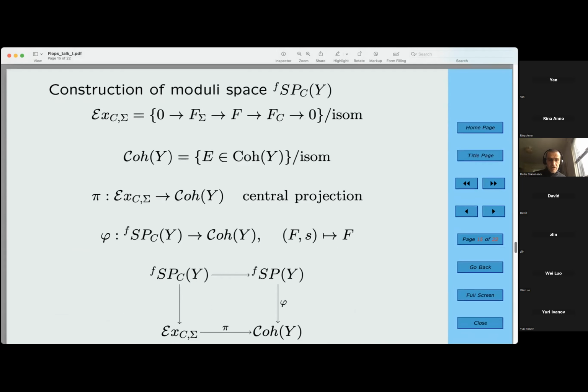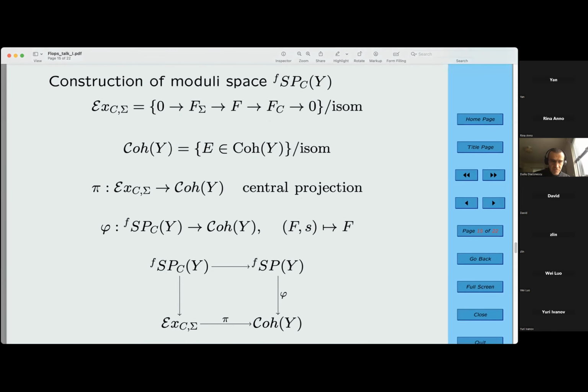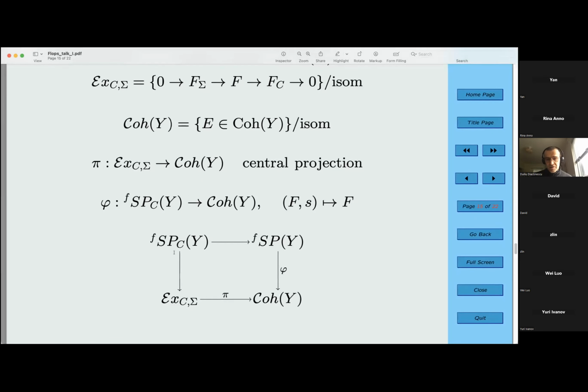Okay, and then we construct a moduli space of C-framed F-stable pairs, basically by base change, by pullback. So we have a moduli stack of all possible extensions, which maps to coherent sheaves on Y by the central projection, mapping such an extension to F. So, a moduli stack of exact sequences, and then you define the moduli space of C-framed objects through this Cartesian diagram. This is the best way to think about this moduli space. This also proved that it's a derived algebraic space, locally of finite type.